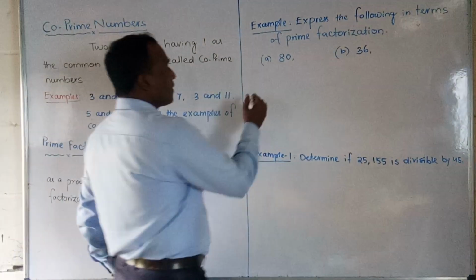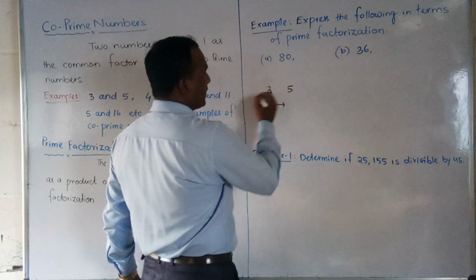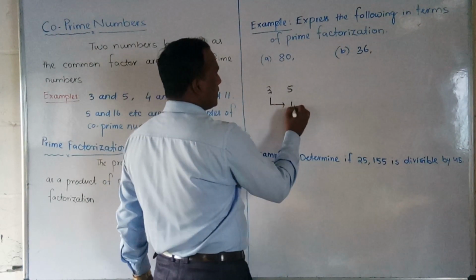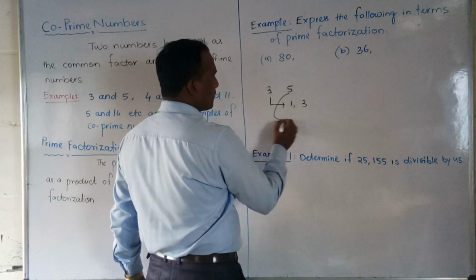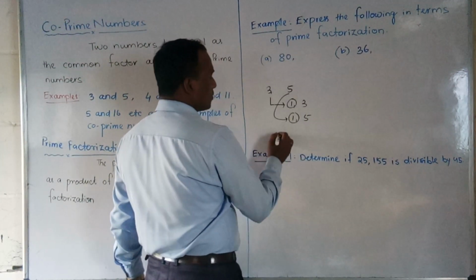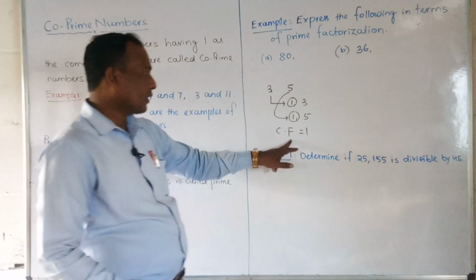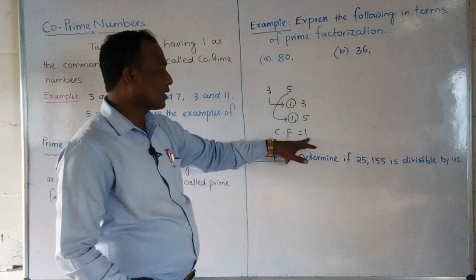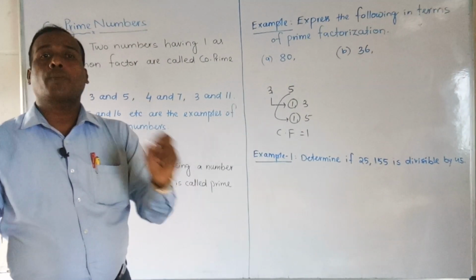For example, 3 and 5. What are the factors of 3? The factors of 3 are 1 and 3. And what are the factors of 5? The factors of 5 are 1 and 5. The common factor is 1. Did you understand? The common factor of 3 and 5 is 1. Hence 3 and 5 are called co-prime numbers.